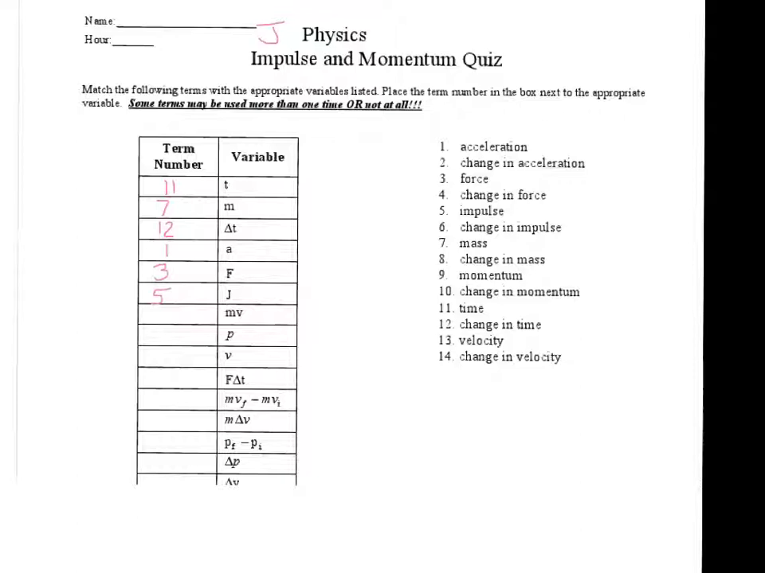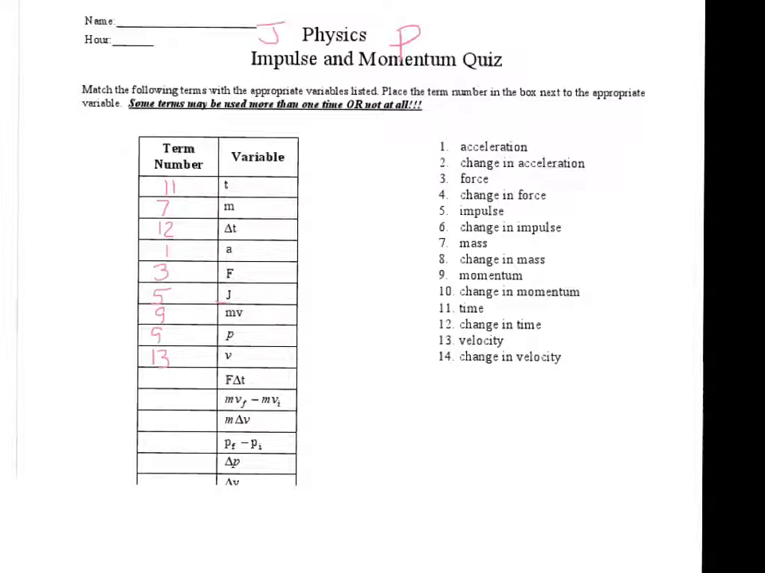Next one down says MV. MV is actually representing just a single momentum. Just momentum. Not change in momentum, just MV. MV is a single snapshot of your momentum at a particular point in time. And P represents the exact same thing, actually. So when we talk about momentum, that is going to be P. So that is number 9. V is for velocity. That's 13.